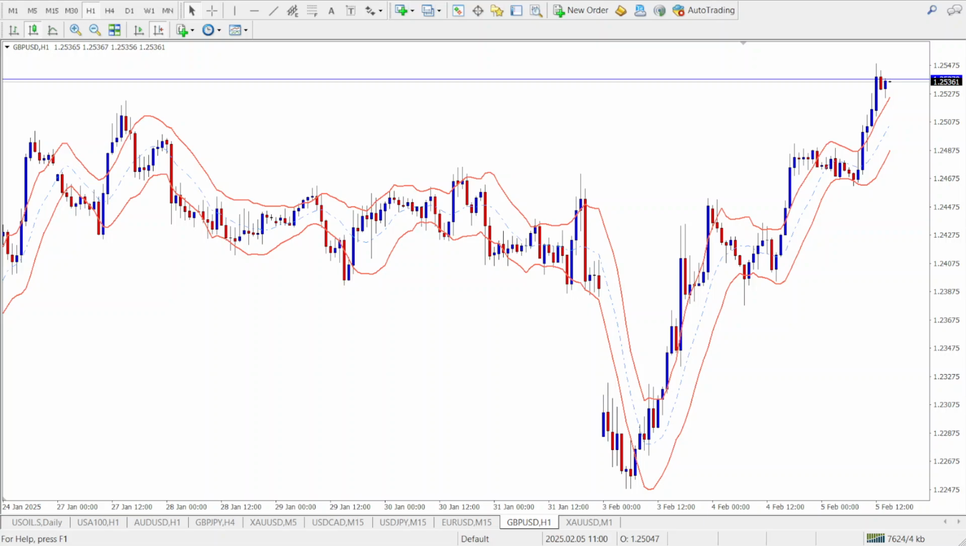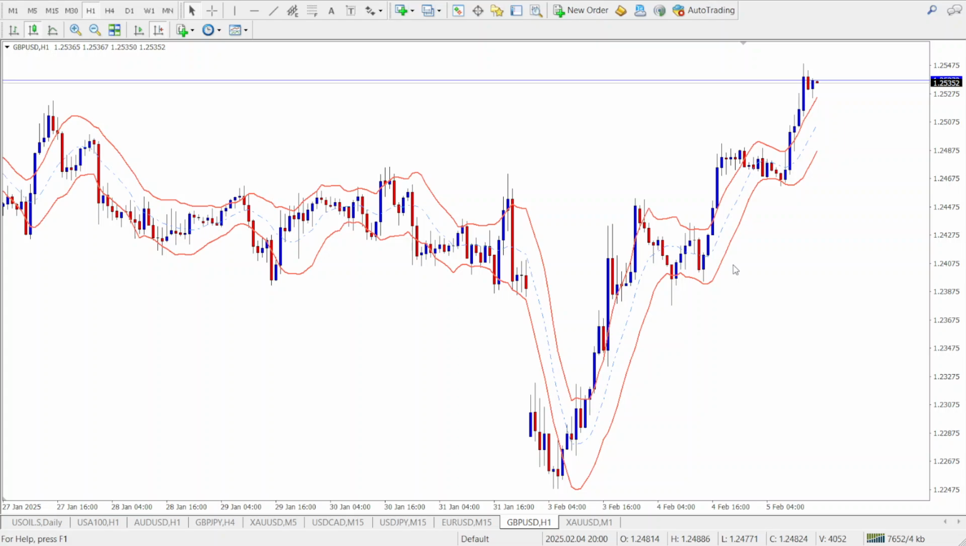Now that we understand how to interpret the bands, let's talk about the best strategies for using the Keltner Channel Indicator in your trading. Now, here are some effective setups. The first is a trend following strategy. This strategy works best in trending markets. When the price is above the middle line, that is the EMA, and is consistently touching or moving above the upper band, like what we can see here, it's a bullish trend. You can enter long positions when the price pulls back to the middle line or the lower band and then bounces back up.